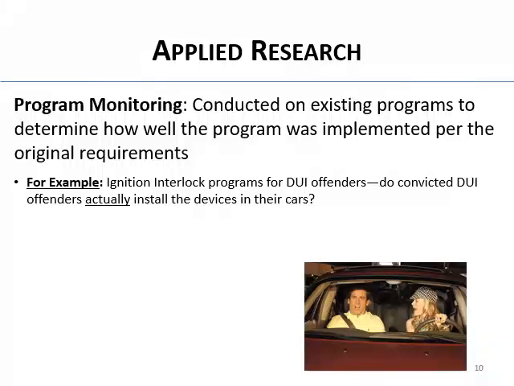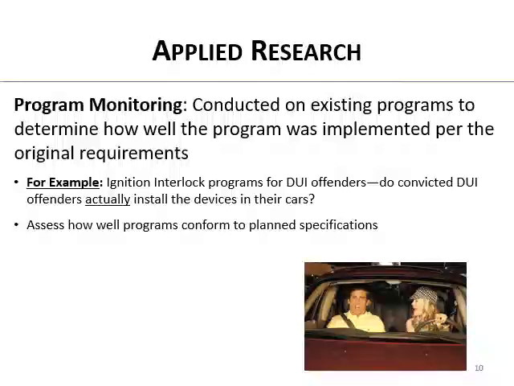And we found out things like, no, they sell their cars, or they transfer them to their kids' names so they don't have to install it. They buy a motorcycle because there aren't IIDs for motorcycles, those sorts of things they would do. And that was part of our program monitoring of how well it was implemented and how well it was working.